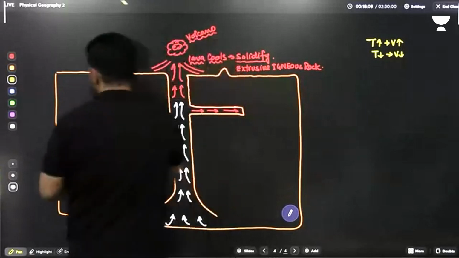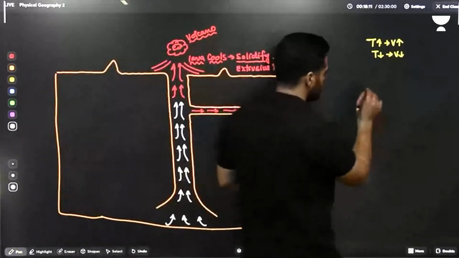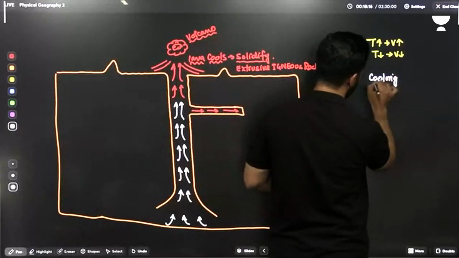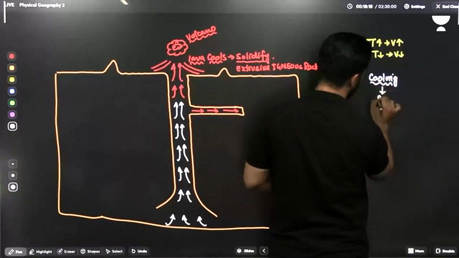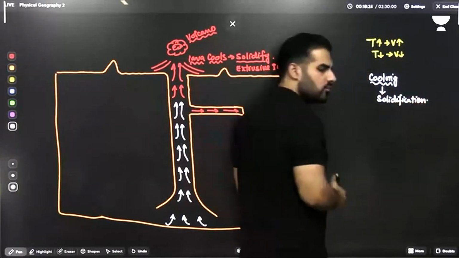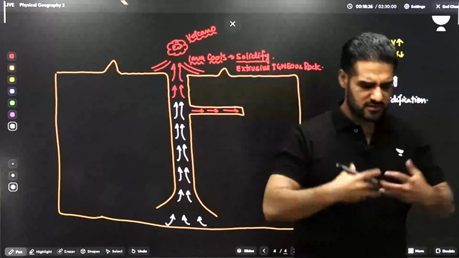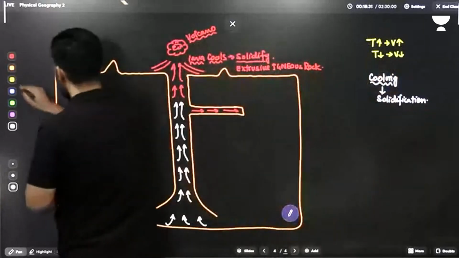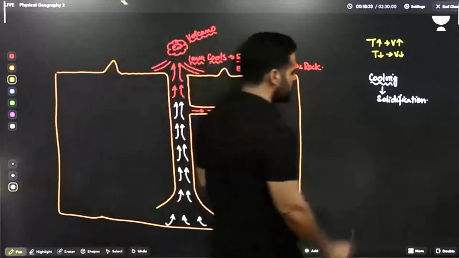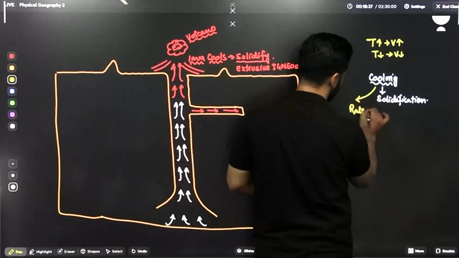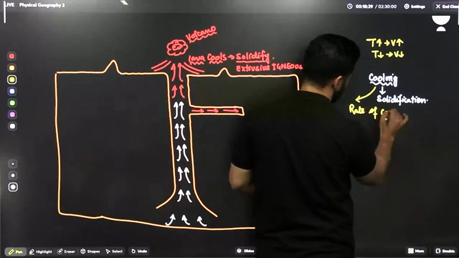Now, tell me one thing. Whenever there is cooling, ध्यान से सुनना. Whenever there is cooling, what will cooling result into? Solidification. It means molecules are widely spaced or tightly packed? Tightly packed. Fine. So whenever there is cooling, we know there is solidification. But there can be a rate of cooling. What will be the rate of cooling?